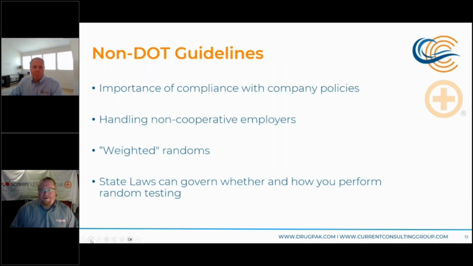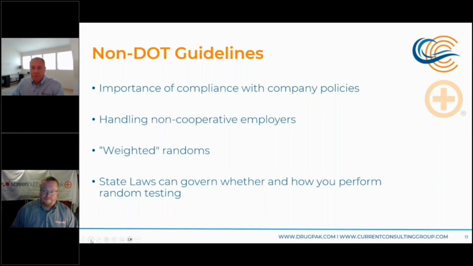So in contrast to the DOT, you might think that by definition, unregulated random testing means that there are no rules that need to be followed. But if your random program is going to work effectively, everyone involved must perceive it as being impartial. That means that all of the actions you take on behalf of an unregulated employer should comply with that company's written policy.